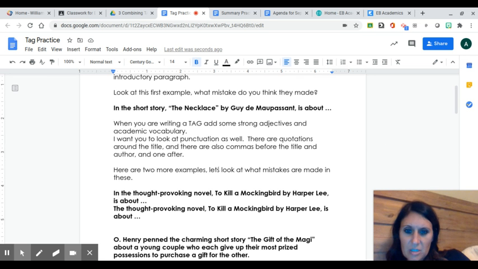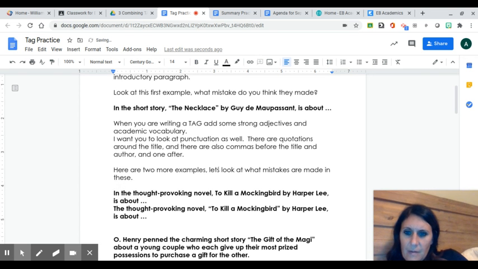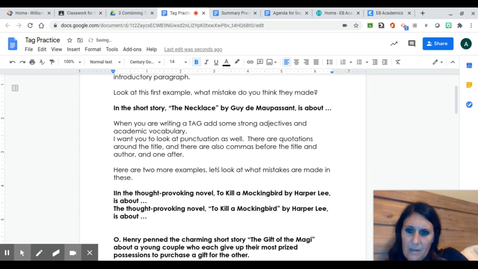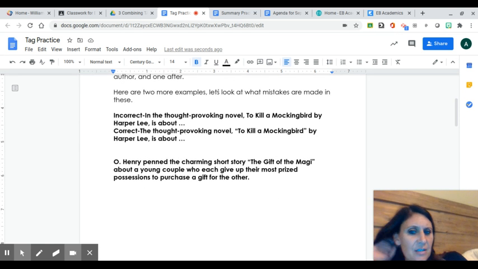So we're going to put quotations before and after the title. And it looks like we have commas in the right place. So this one is incorrect. This one is incorrect. And this one is correct. All right, so you can see the difference in the two of those. Let's look at the next one.